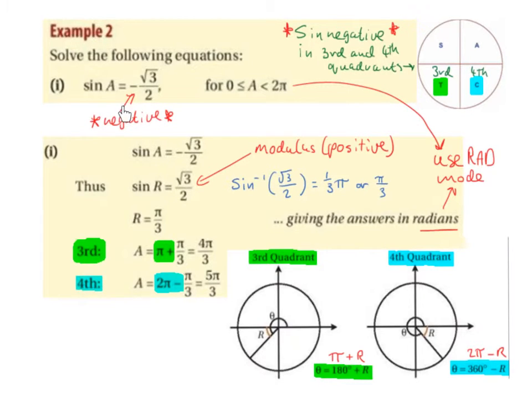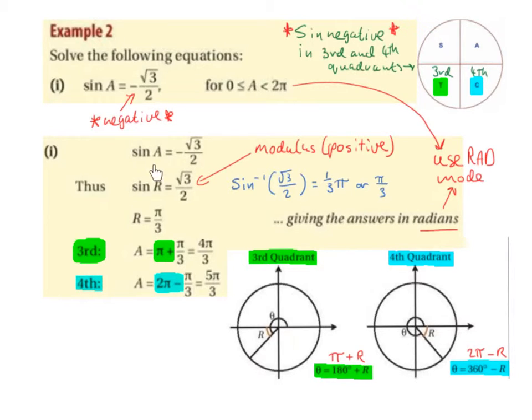So where is sine negative? Well, sine is negative in the third and fourth quadrants. CAST. So tan is the only positive in the third quadrant, cos is the only positive in the fourth quadrant, therefore sine must be negative in the third and fourth quadrant. So we have sine of A equals minus root 3 over 2.